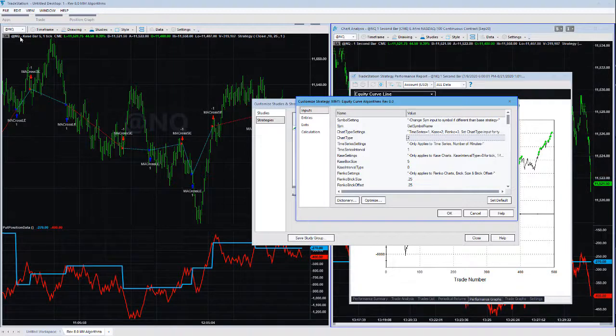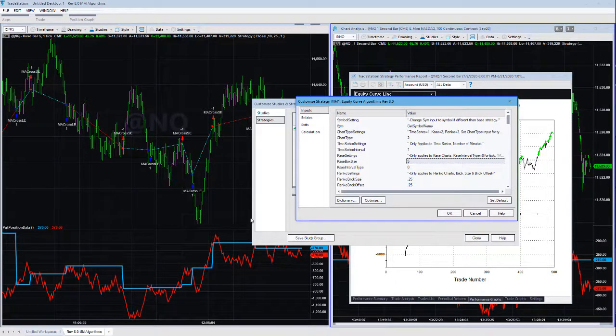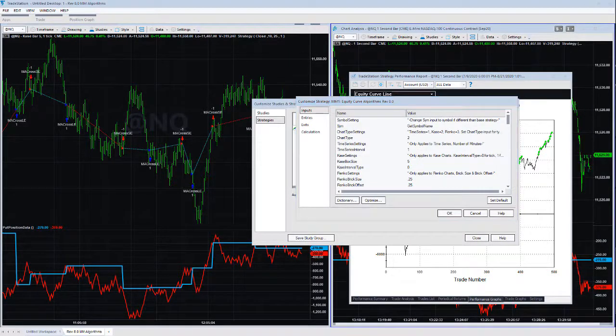This chart on the left over here is Kase. You set it to 3 for Renko. And so this only applies to time series, the number of minutes. So if this were a 1, then this would be the number of minutes for the chart on the left. But we're not using a time series, we're using a Kase. Only applies to Kase charts. And then we look at the Kase box size and the Kase interval type. And interval type is 0 for tick charts and 1 for 1 minute chart for the resolution. And the box size is 5. You see 5 and 1 tick over here. I'm going to highlight that so you can see it.